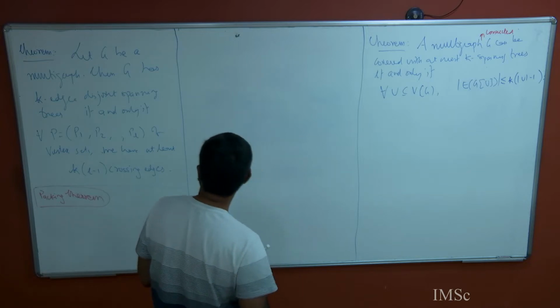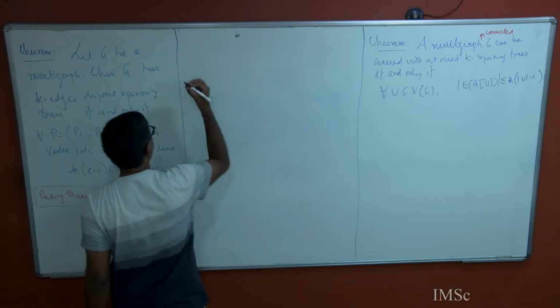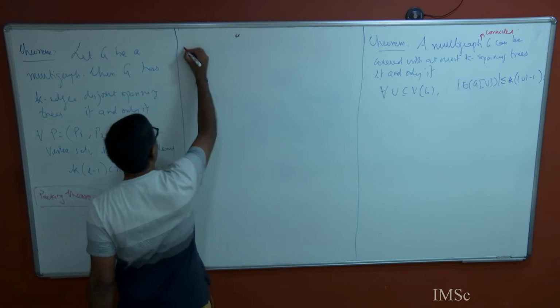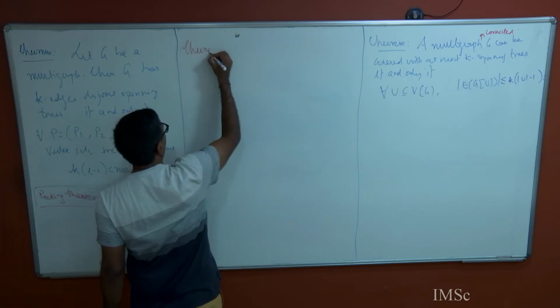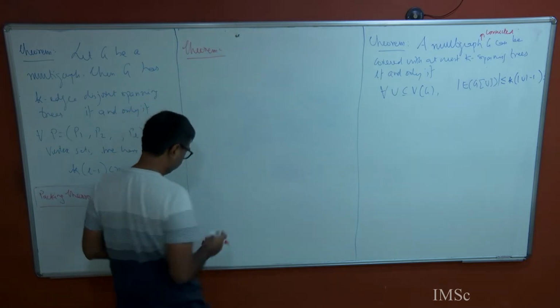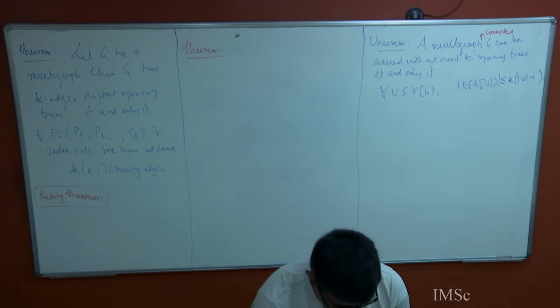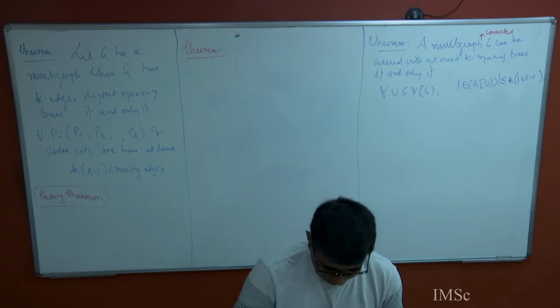Okay, and what is the theorem that we wanted to prove? The theorem which we wanted to prove was the following. So what did we say? That you are given a multigraph G and an integer k.